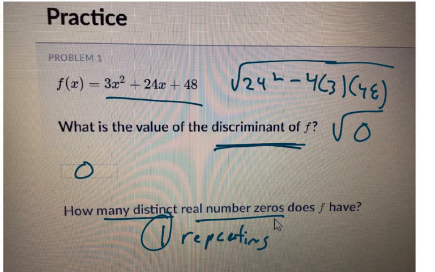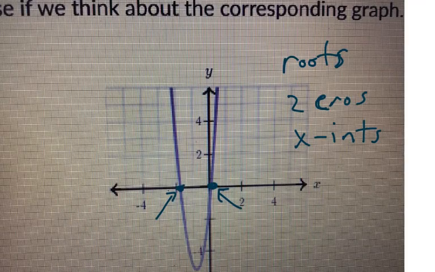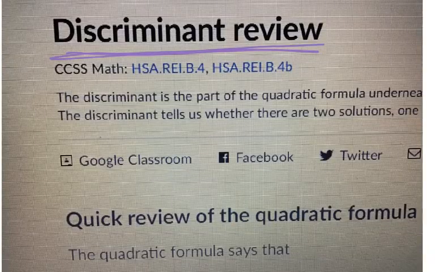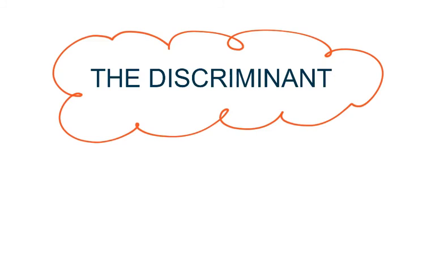Now, there should be at least a couple practice problems you could do with Mr. Khan. And this is a nice little set of notes that you can take and study with, guys. Reviewing what we call the discriminant.